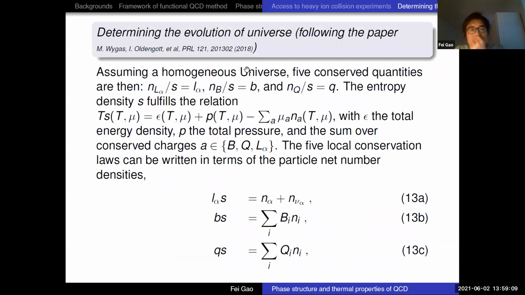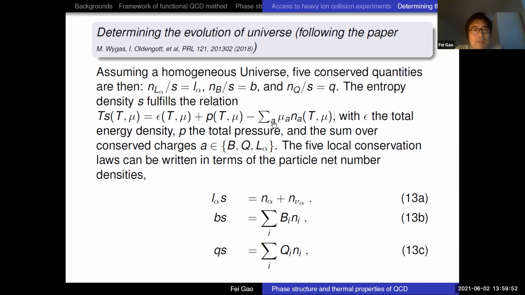And another thing is to study the evolution of the universe, especially, as I said, for the first order phase transition. This is related to gravitational wave experiments, because usually a first order phase transition will emit strong gravitational waves, but the crossover does not really enhance the gravitational wave signals. Also, primordial black hole production is related to the different phase transition regions.